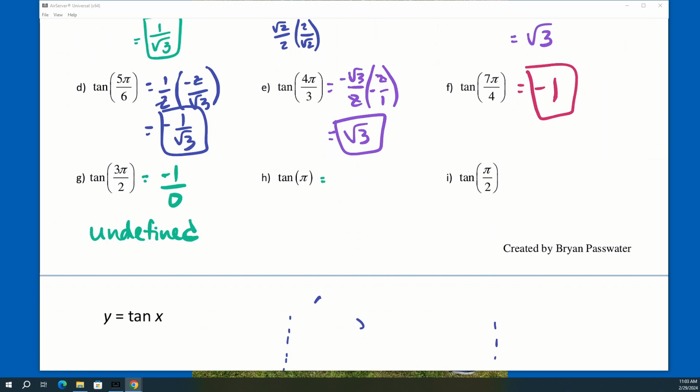All right, for pi, you can either think of it as a horizontal angle with a slope of 0, or you can do the math where you do 0 divided by -1, and 0 divided by everything except 0 is 0. What do you guys think about tangent of pi over 2? Undefined. Good job. All right, I really feel like I said a million words today. Do you all have questions on any of this tangent stuff?